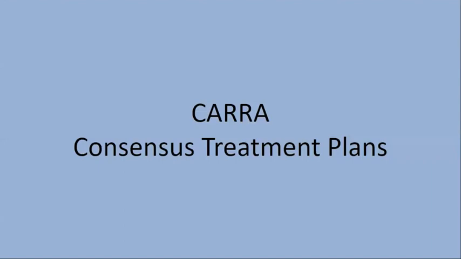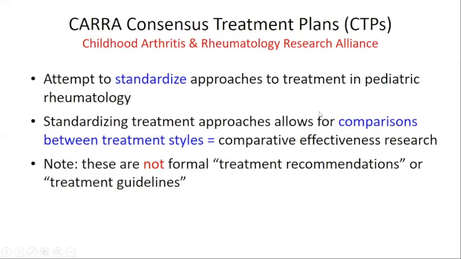Before we get started on steroids, I wanted to introduce you to something called consensus treatment plans. Consensus treatment plans for treating patients with dermatomyositis were developed in 2010 by an organization called CARRA, the Childhood Arthritis and Rheumatology Research Alliance. This was an attempt for pediatric rheumatologists in North America to standardize our treatment approaches to patients with dermatomyositis, and we have consensus treatment plans for some of the other conditions we treat, such as lupus and juvenile arthritis.